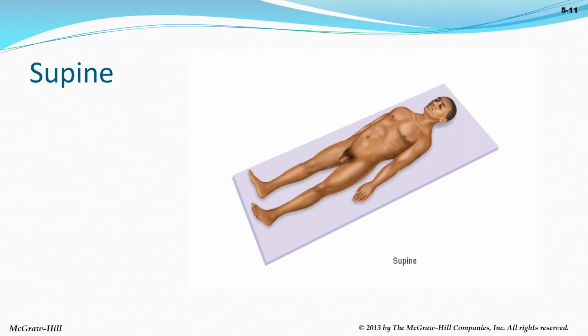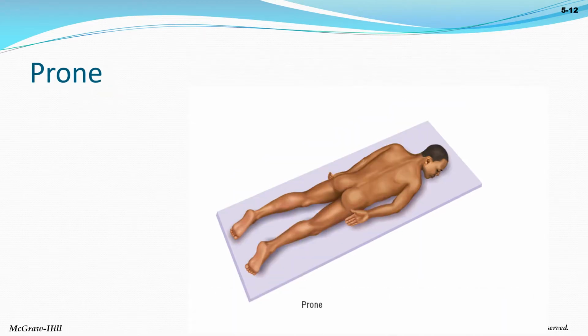Supine, because you are on your spine, right? That's the easy one. Prone, you're on your stomach. You're lying face down. And if you're in the military, this is a shooting position, right? Shooting in the prone position.